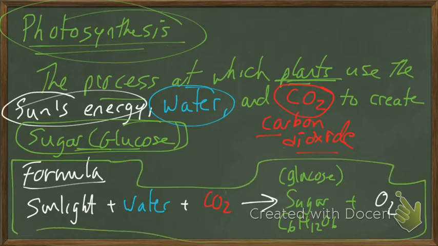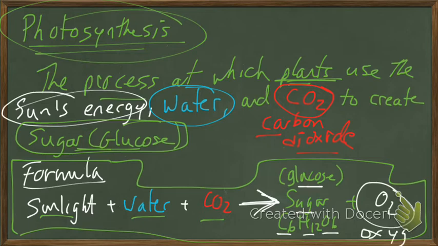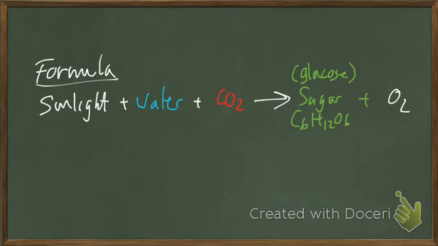But the formula, sunlight plus water plus CO2, gives you, or yields, that's what this arrow means, leads to, gives you, yields, whatever you want to call it, glucose, which is sugar, which is C6H12O6, and O2, which is oxygen. Now, the hand might be in the way here, so we'll go to this next page. Here's our formula again. Sunlight plus water plus CO2 gives us sugar and oxygen.